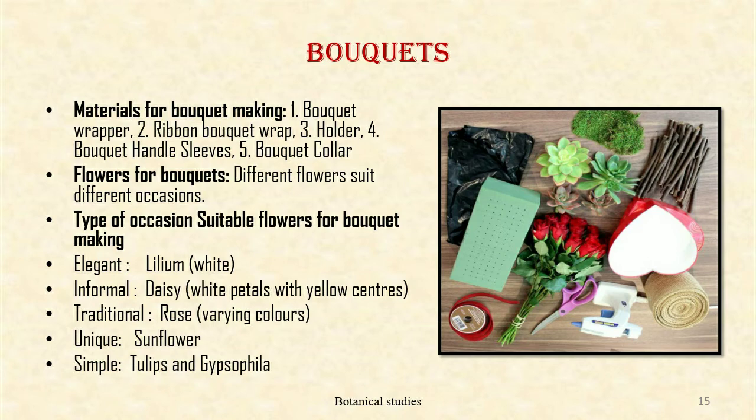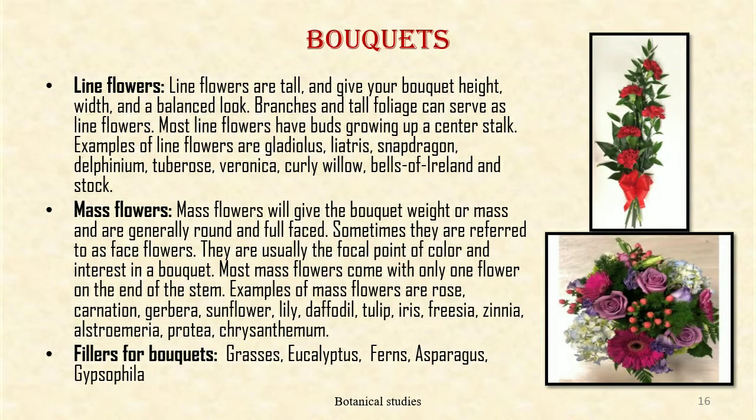For informal occasions, daisy with white petals or yellow center is used. For traditional occasions, roses of different colors are used. For unique occasions, sunflower is commonly used. For simple occasions, tulips and gypsophila are used. There are two main types of bouquets: those made up of line flowers and mass flowers.